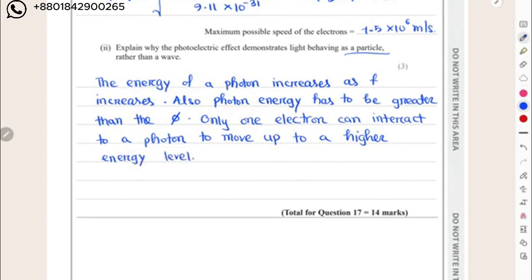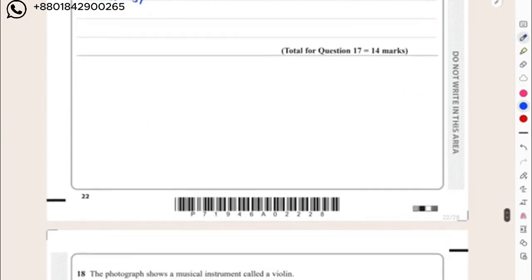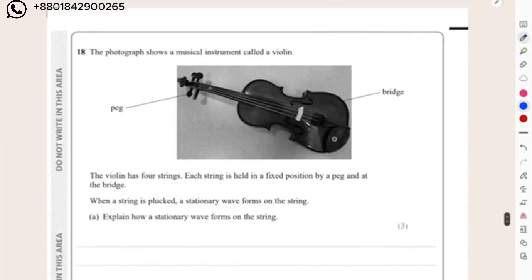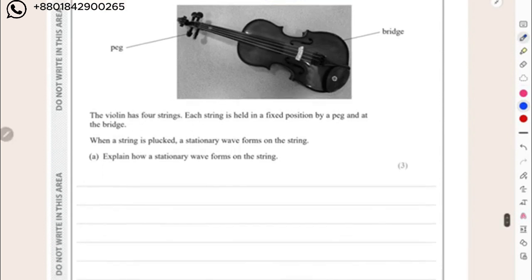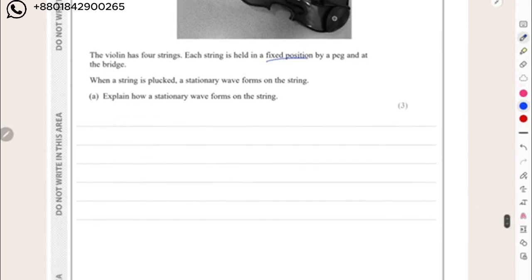Okay, so this is it for question number 17. We'll move on to question 18. The photograph shows a musical instrument called a violin. The violin has four strings. Each string is held at a fixed position by a peg and at a bridge. When a string is plucked, a stationary wave forms on the string. Explain how a stationary wave forms on the string.